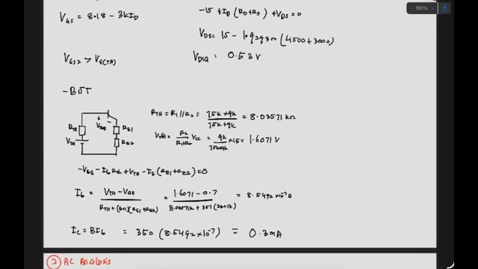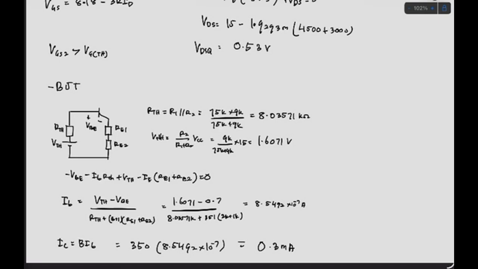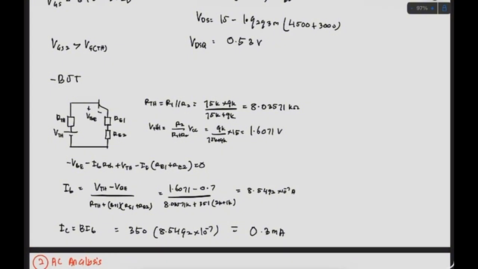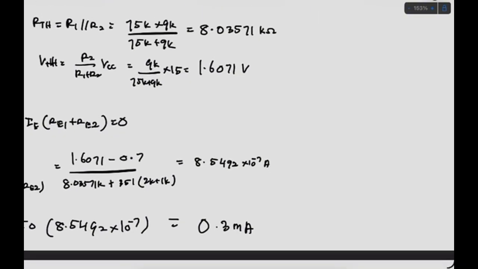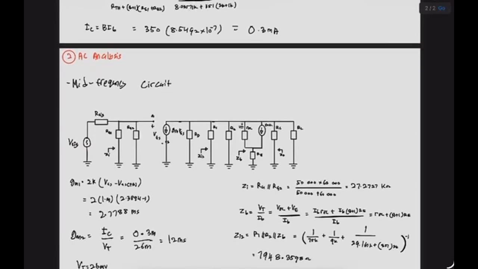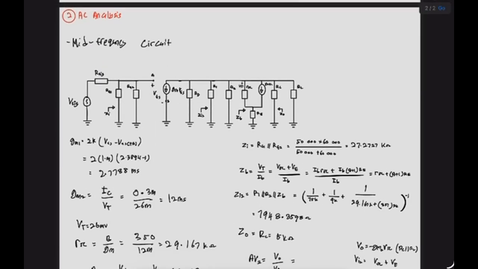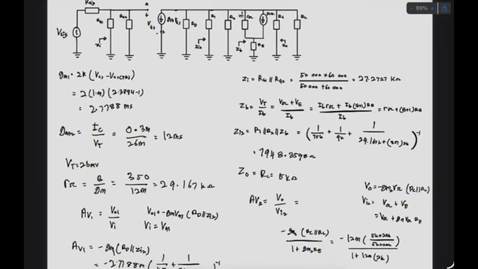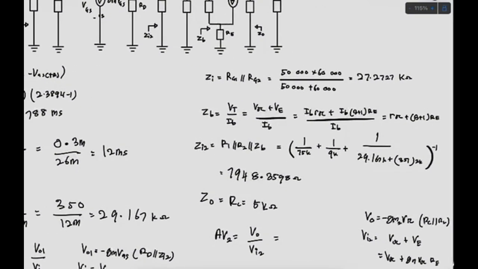For the BJT, we also use the KVL loop, where we need to find the IC. We use the KVL loop to find the IB, and then we use IC equal to beta IB, and we get this answer. For the second part, which is the AC analysis, first we need to draw the mid frequency circuit, as you can see there, and then we need to obtain all the information to calculate the voltage gain, which is the gm1, gm2, r pi, and then the impedances Zi, Zi2, and Zo.